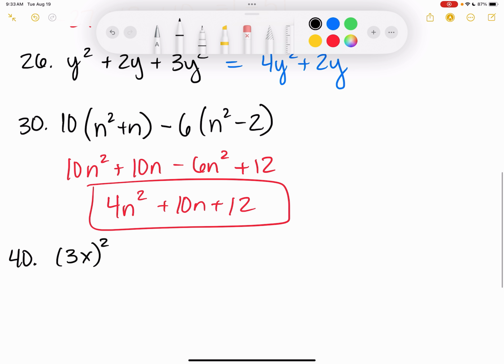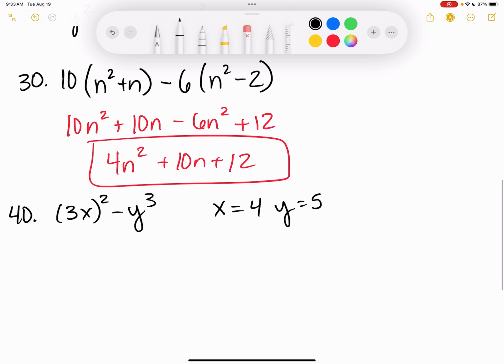3x squared minus y cubed when x is equal to 4 and y is equal to 5. So we're going to replace. So I've got 3 times 4, and all of that's in parentheses being squared, minus 5 cubed.